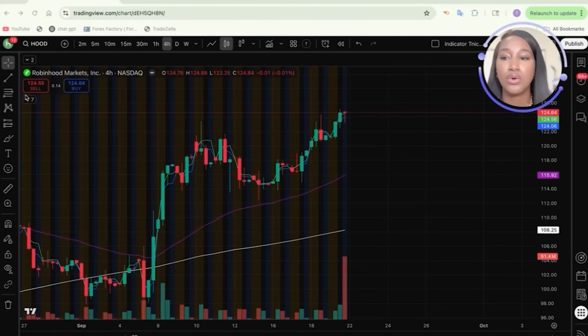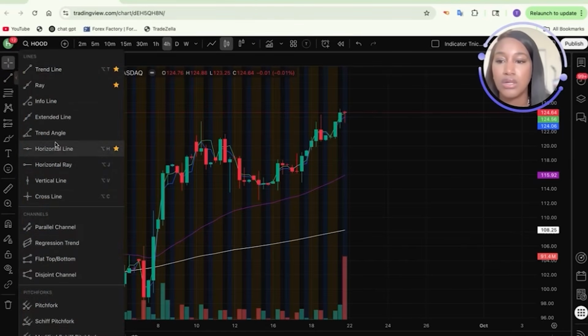Just simply need your horizontal tool, and I'm on tradingview.com, right? It's just a charting platform that anyone can get. It's a subscription-based platform, so you can get your subscription, or you can just chart on whatever brokerage you're using. So you can go to the line tool here, right? And what we're looking for is the horizontal line, not the horizontal ray.